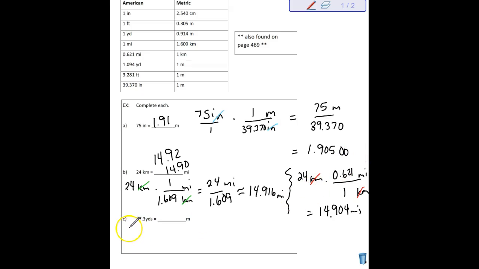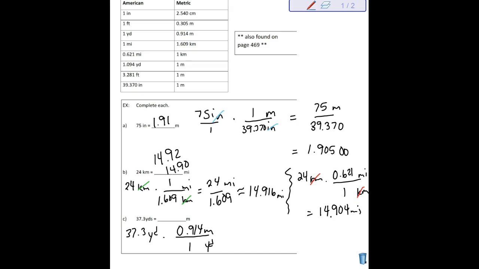Okay? Here we go. 37.3 yards, and we want to go to meters. Well, I have a conversion up here. 1 meter is 1.094 yards, or 1 yard is 0.914 meters. I don't really care which one you use, and we already recognize the fact that they may be off just slightly, but I'm fine with that. Okay, so I'm going to say 1 yard is 0.914 meters.